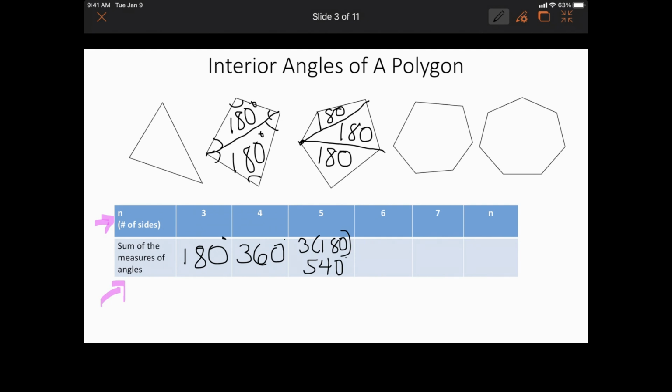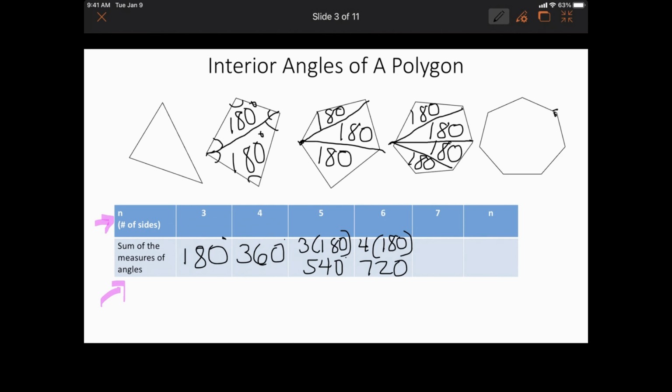Okay, well, what about 6? So why don't you take a moment, pause, try to figure that out, complete the table, see if you can come up with the nth term. And when you're done, unpause. 180. So how many triangles? 4 triangles times 180. What is that going to be? 720.